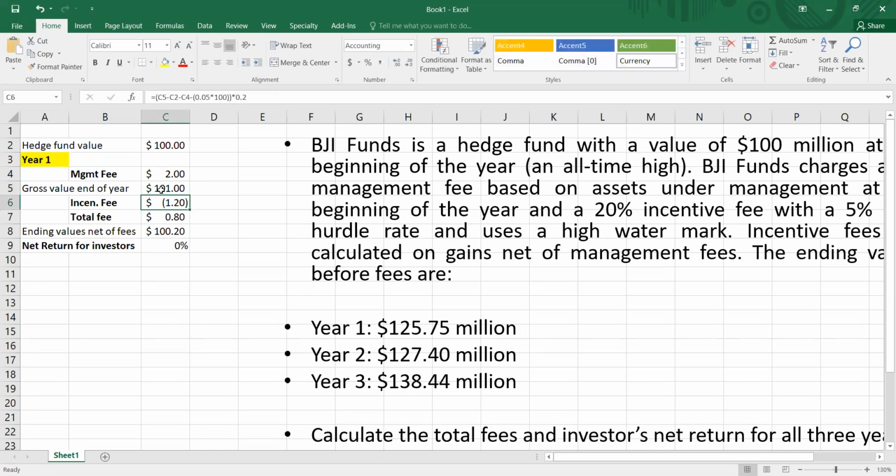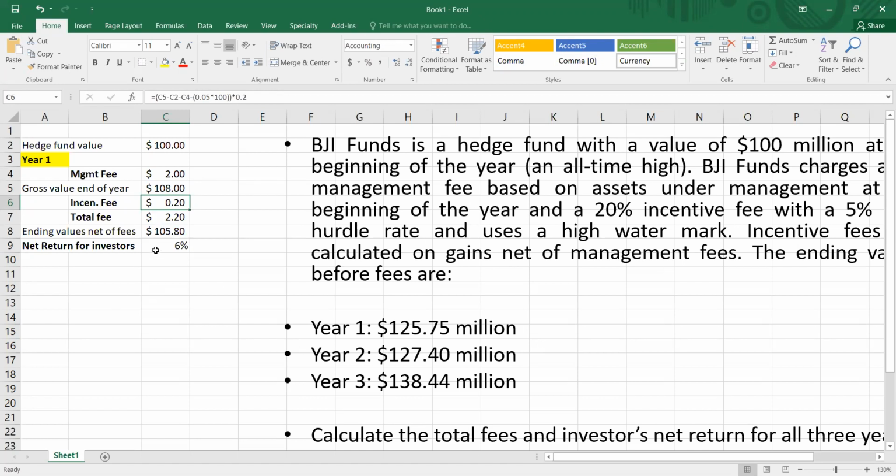Still, because it's still less than 5%. So the minimum should be 5. This is the condition. This is a hard hurdle rate. If it was a soft hurdle rate, it could be ignored, but it's a hard hurdle rate. What if 105? Still no. 107? There is a chance. So 108. So I should earn 8 million in order to get some incentive fee.